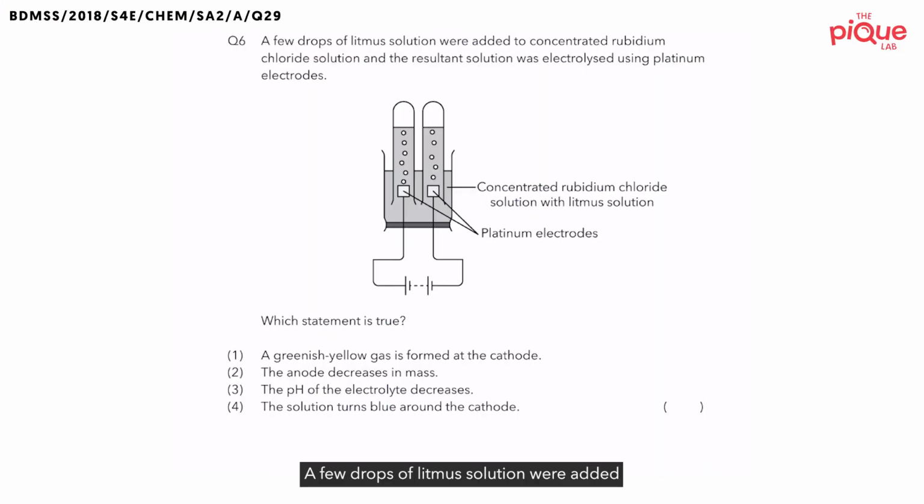A few drops of litmus solution were added to concentrated rubidium chloride solution, and the resultant solution was electrolyzed using platinum electrodes. Whenever you see these kinds of electrolysis questions, the first thing you should always do is to label the anode and cathode. If you look at the cell, we can see that the positive terminal is here, whereas the negative terminal is here.